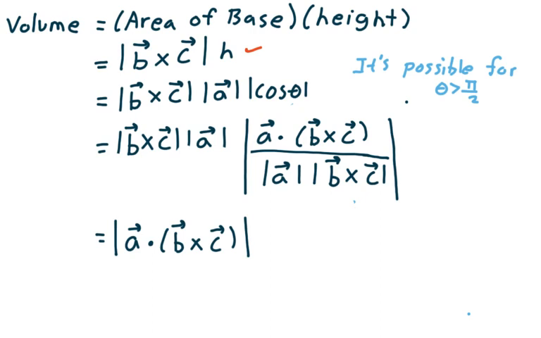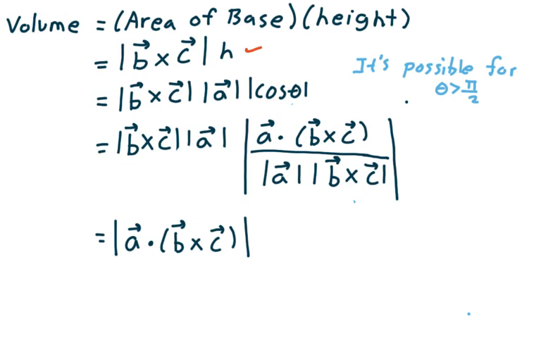Now you might ask, why did I multiply by the absolute value of cosine theta? It is possible that theta can be greater than pi over 2. And if theta is greater than pi over 2, and you don't have absolute value bars around the cosine theta, then you're going to end up with a negative volume, and we don't want that. And so if we put absolute value bars around cosine theta, you're basically ensuring that you're going to get a non-negative result for the volume of that parallelepiped.